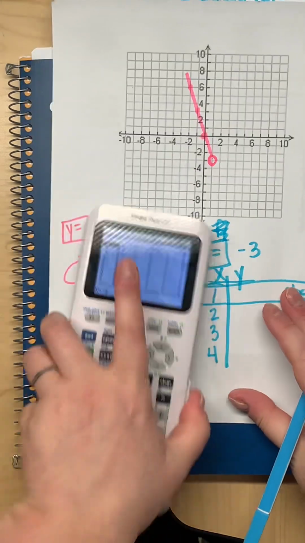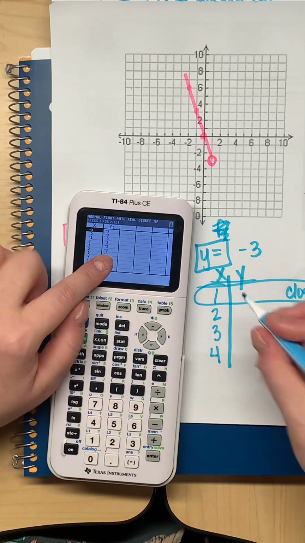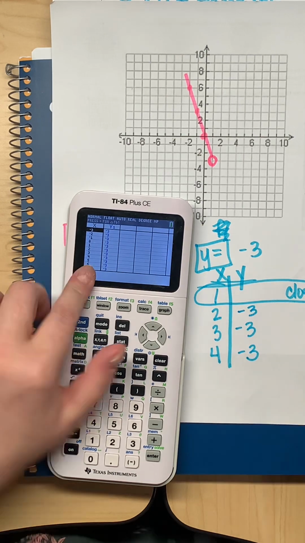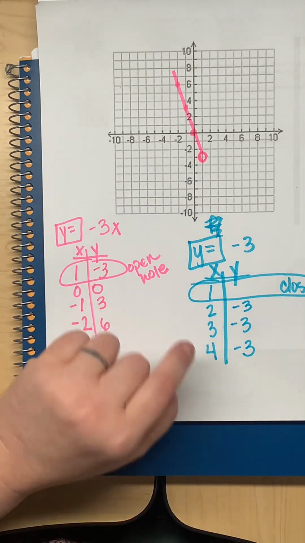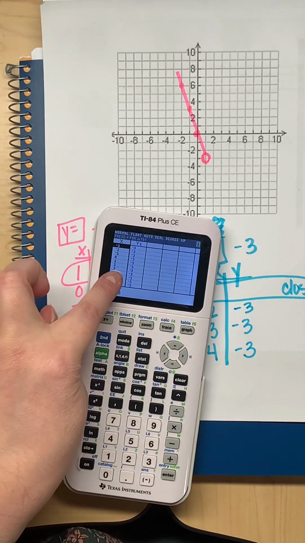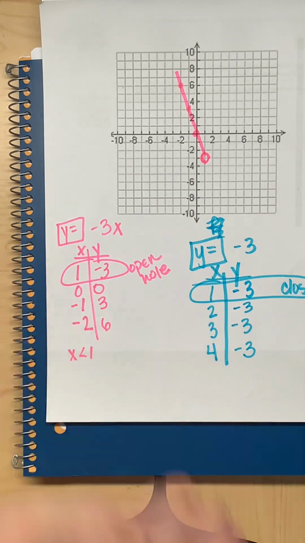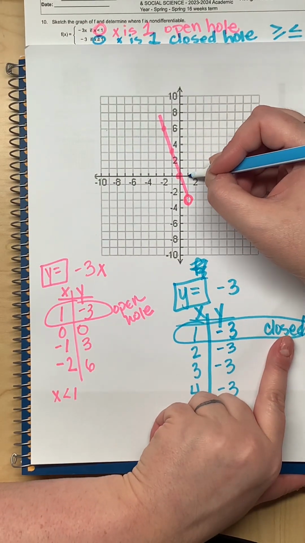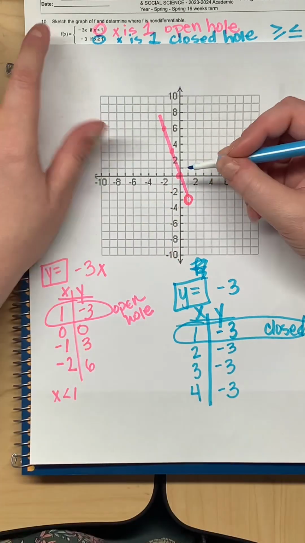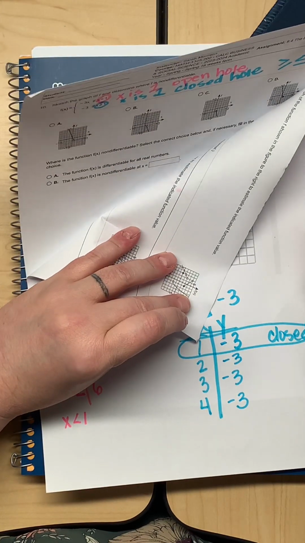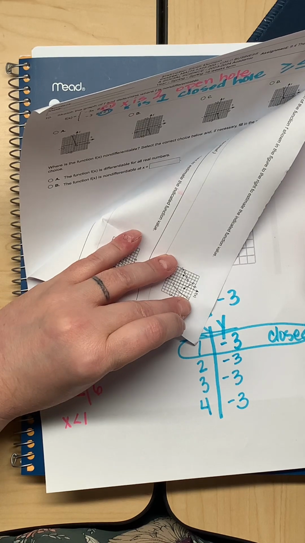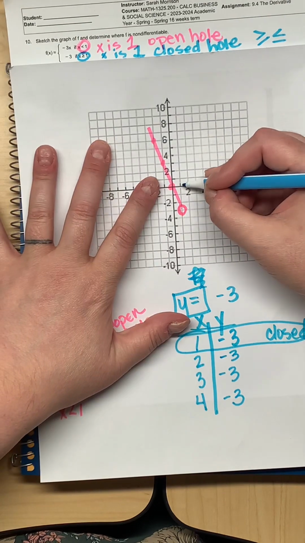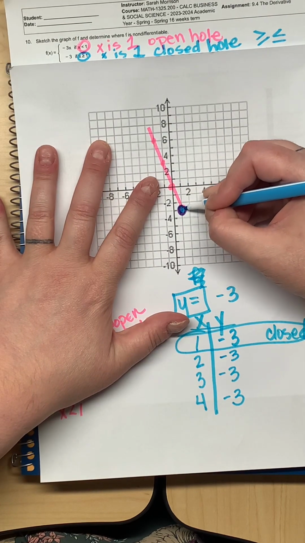Okay, so across from the 2, I see -3. Across from the 3, -3. Across from the 4, -3. Okay, so let's draw these. Oh, my bad, I forgot. Across from the 1, -3. Okay, so at 1, -3, we're going to have a closed hole. So to the right 1, down 3, that gives you a closed hole.